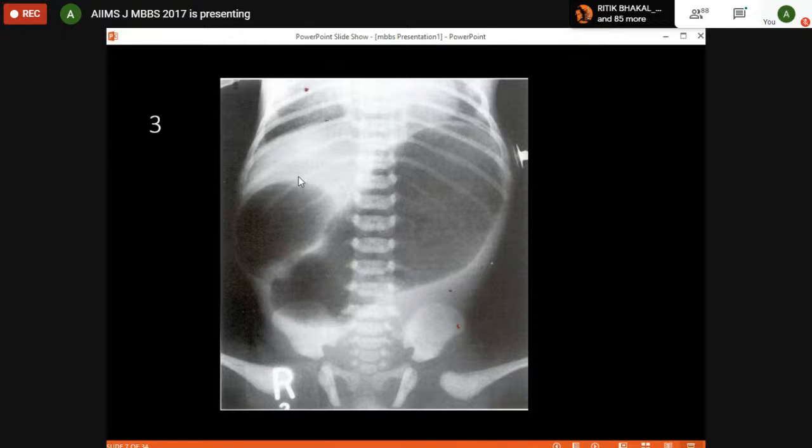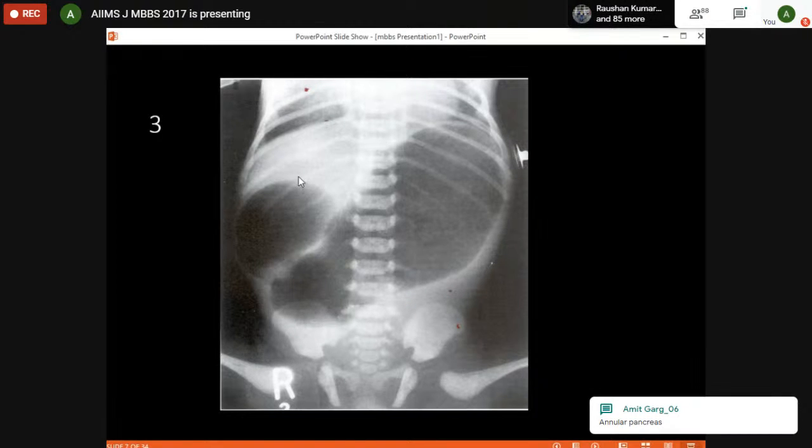So what you have to remember is, okay, duodenal atresia is what you can write in your exam and you can get your full marks, definitely. But duodenal atresia is not the only cause of this kind of condition. Basically, anything that will lead to duodenal obstruction will lead to this kind of appearance.